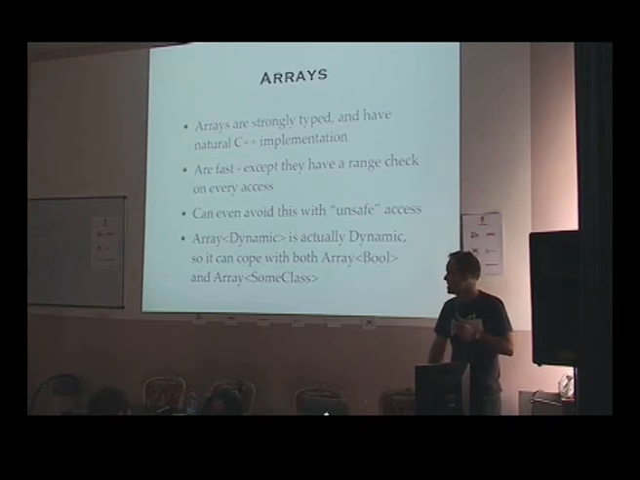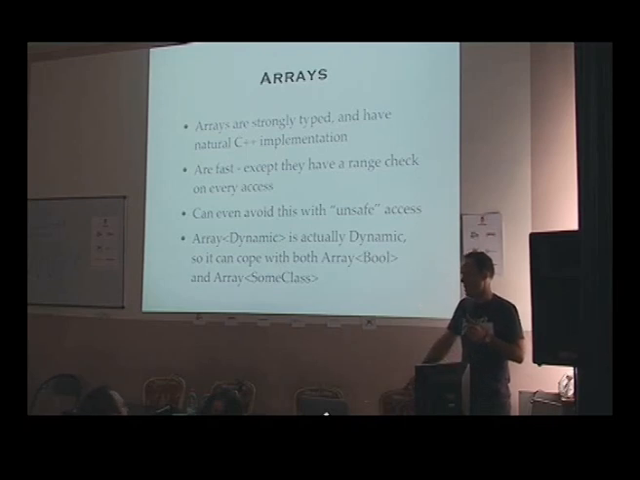When you access an array using brackets i, it does a range check every time you do that. So that is why you would be potentially slower than native code. But there are some unsafe get and set functions you can use if you're particularly interested in speed and you know for sure that you won't be running over the bounds of the array.